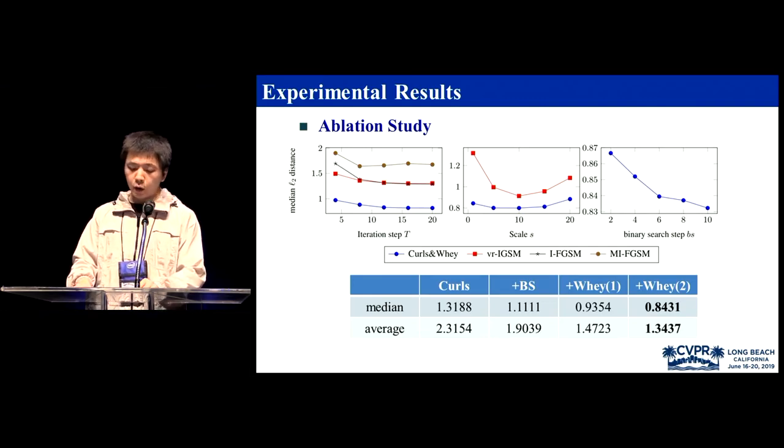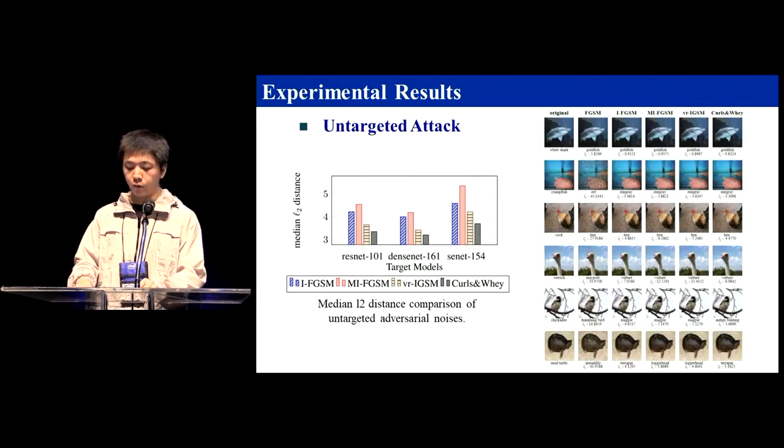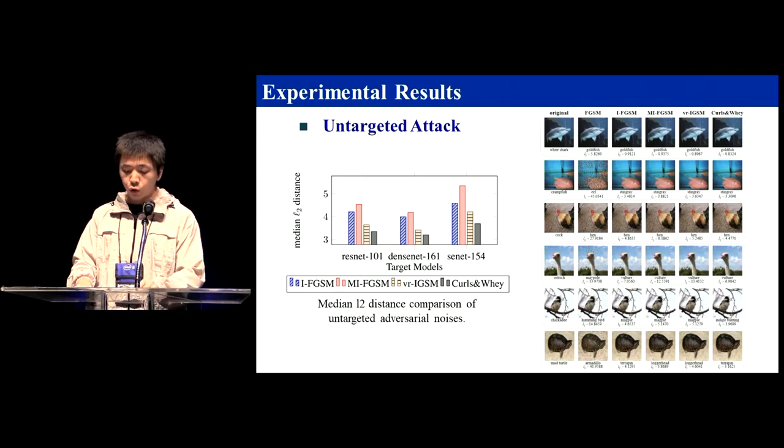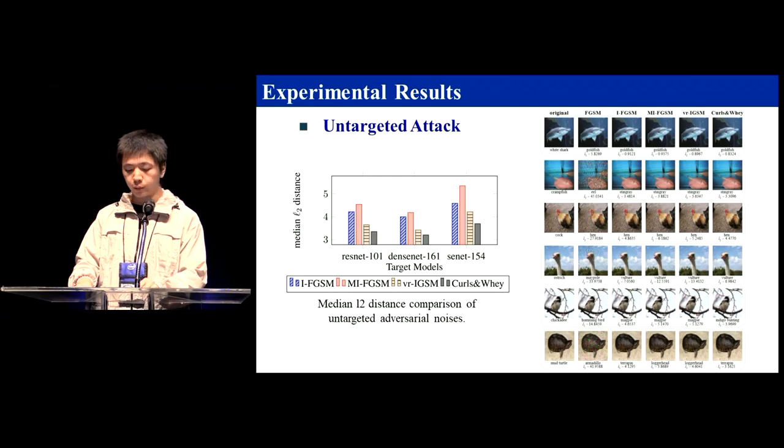So for untargeted attack, we compare our method with three state-of-the-art iterative attacks: RFGSM, MIFGSM, and VRIGSM. Curse and way achieves smaller median noise magnitude in L2 norm than all other methods on different target models. Figure on the right shows several examples.